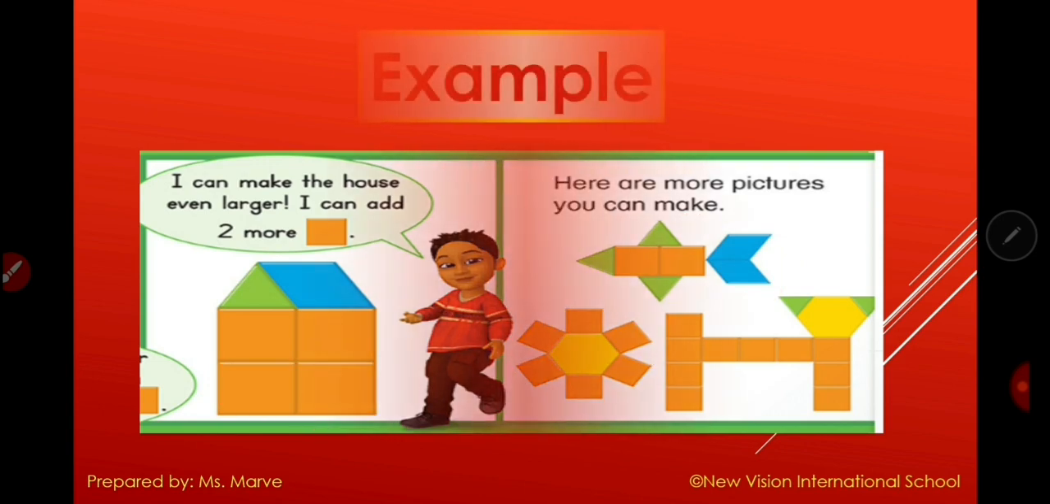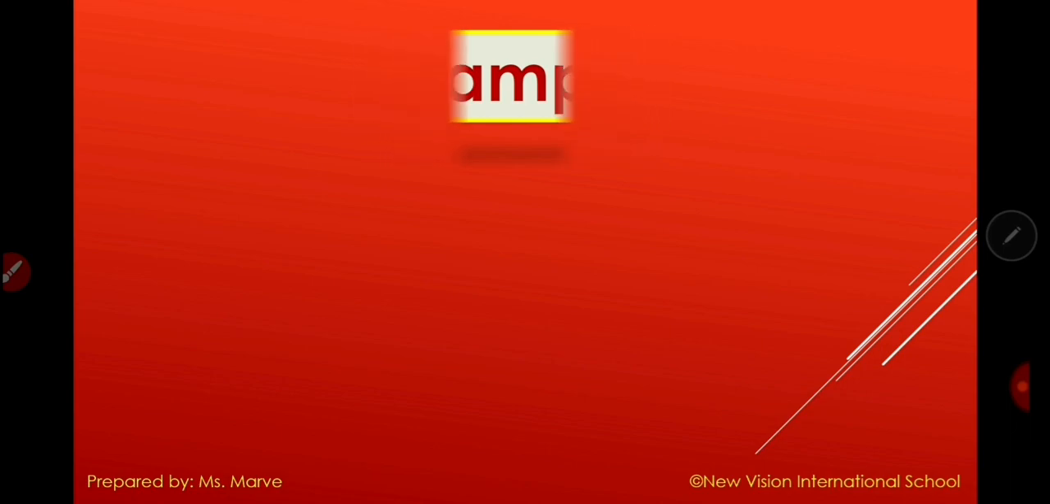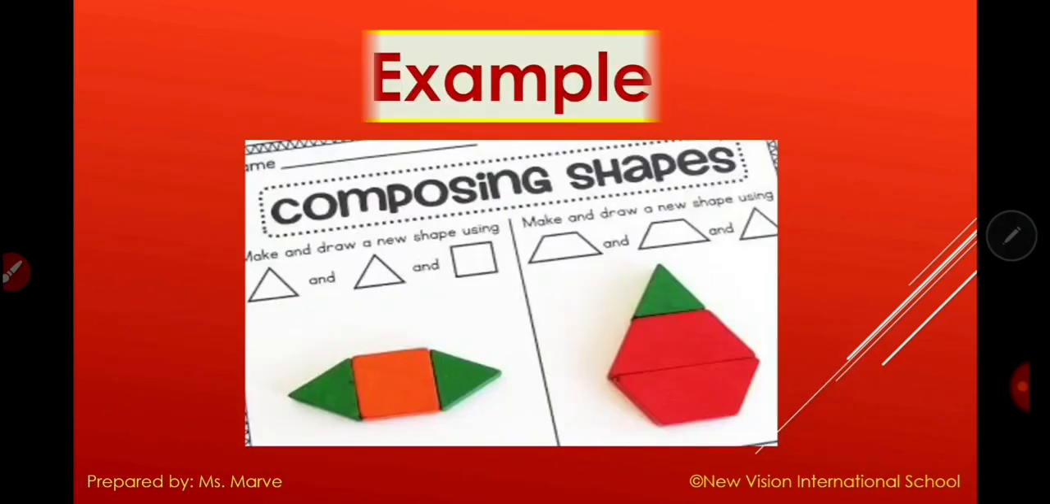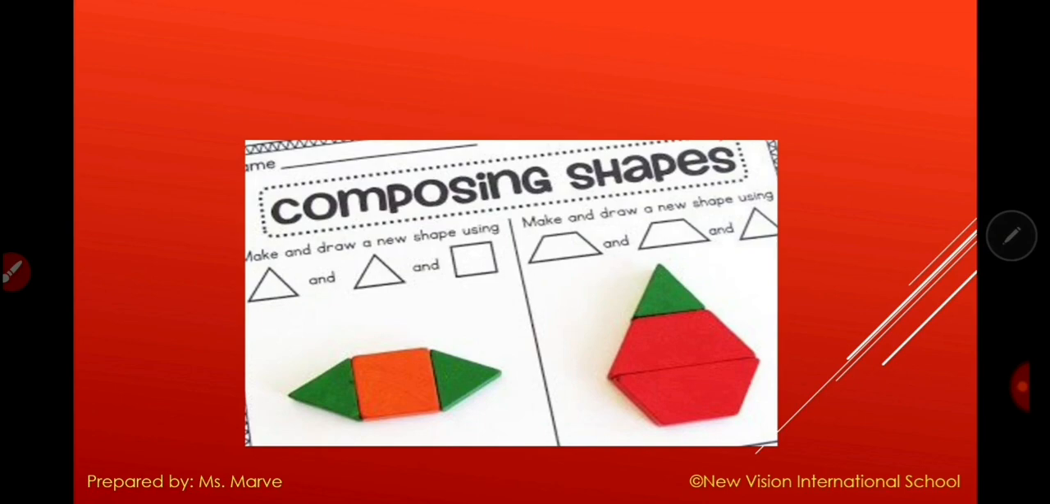Okay. Example 1. Okay, how to compose shapes. We have two triangles and one square. Put the other triangle here and the other one here and the square in the middle. The result will be this image.